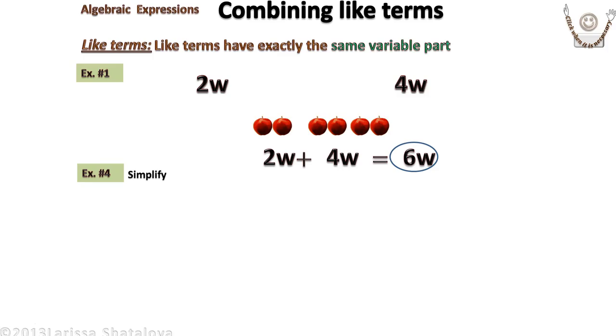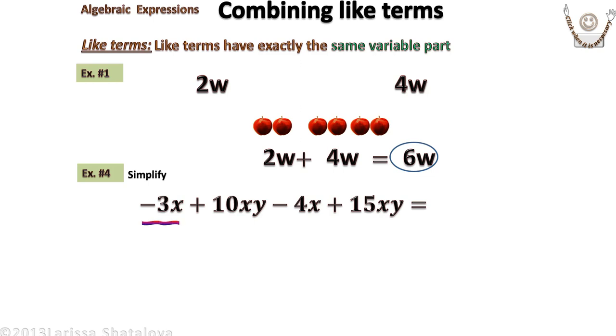Example number 4. If we have negative 3x and positive 10xy and negative 4x and positive 15xy, we want to combine like terms, but first let's identify them. Negative 3x. Do we have more terms with x? Yes. Negative 4x. They are like terms. Negative 3x and negative 4x, we are adding coefficients, so it will be just negative 7x.